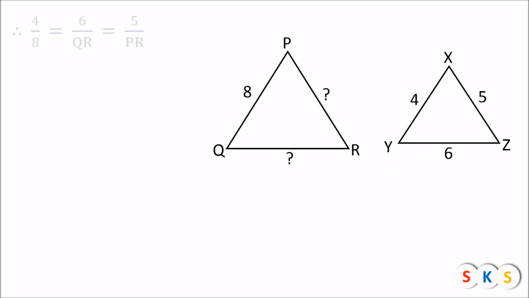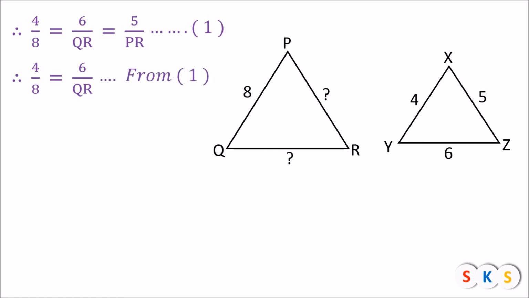Now we can write 4 upon 8 equals 6 upon QR. How did we get this? From equation number 1. Now we will simplify this further. So we get 4 into QR equals 6 into 8. Now we shift 4 to the other side, so QR equals 6 into 8 upon 4. Now we do the cancellation. We divide 8 by 4, so 4 twos are 8. So in the numerator we get 6 into 2. So QR equals 12 centimeter.